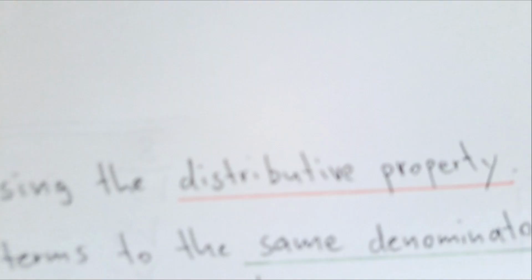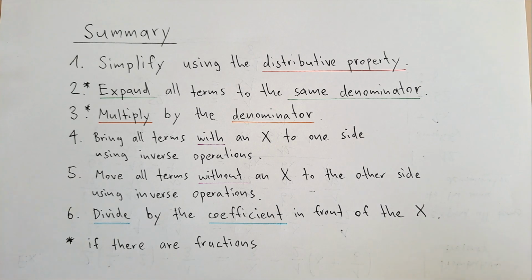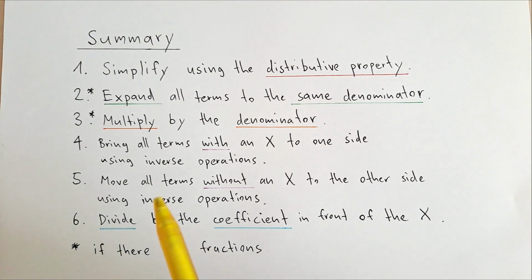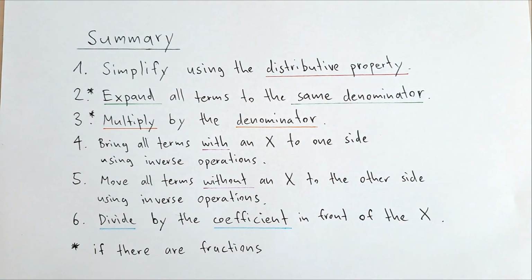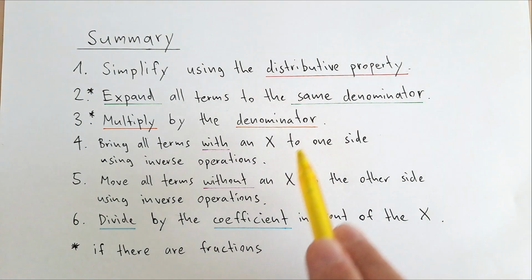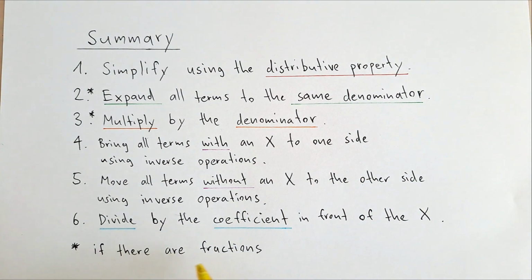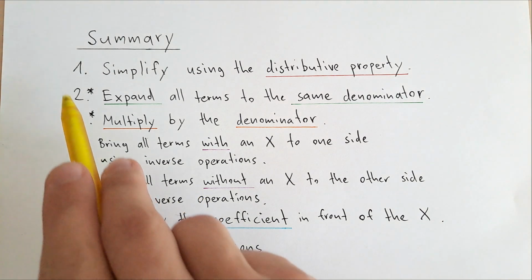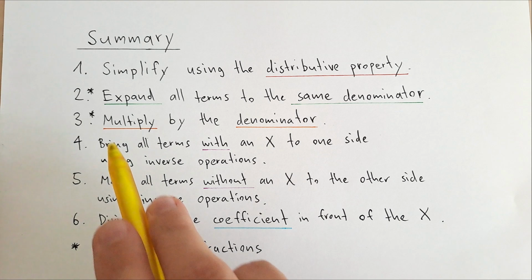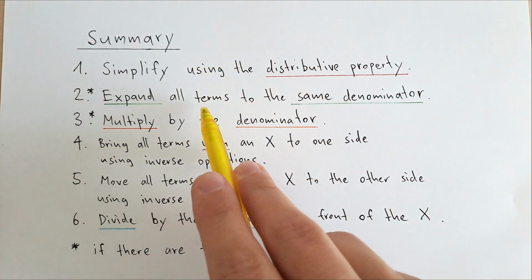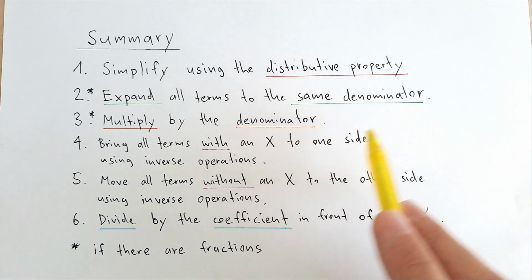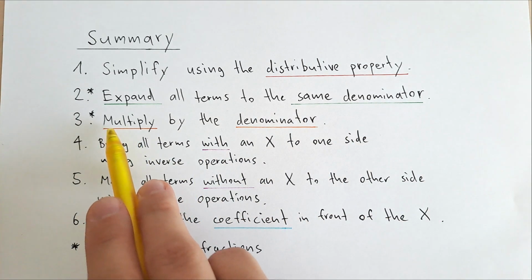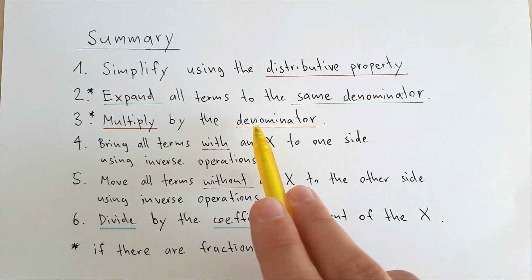Alright, let's summarize what we just did to solve this linear equation. The first step is to simplify, and if necessary, use the distributive property. If you have any fractions in your equations, proceed with step 2 and 3, otherwise you can straight go forward to step 4. In step 2, you have to expand all terms to the same denominator. And in the third step, you multiply both sides by exactly this denominator.